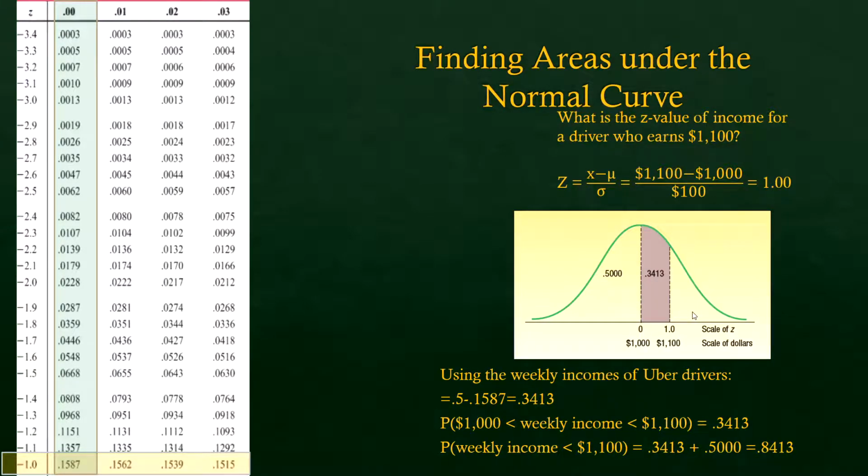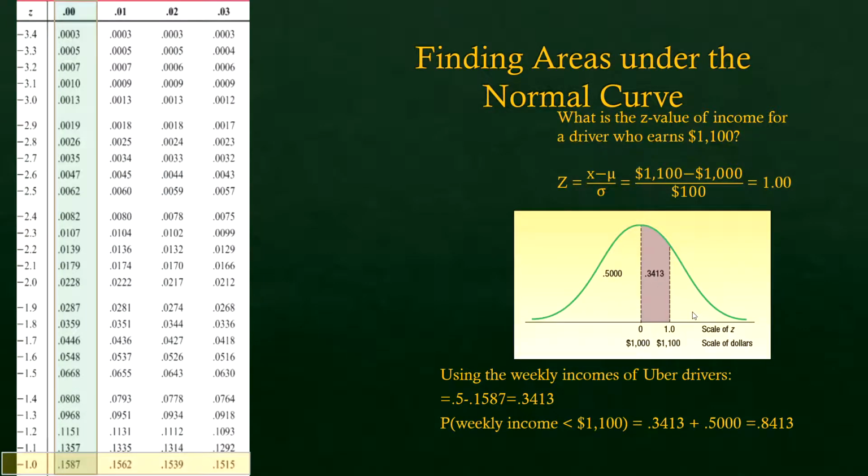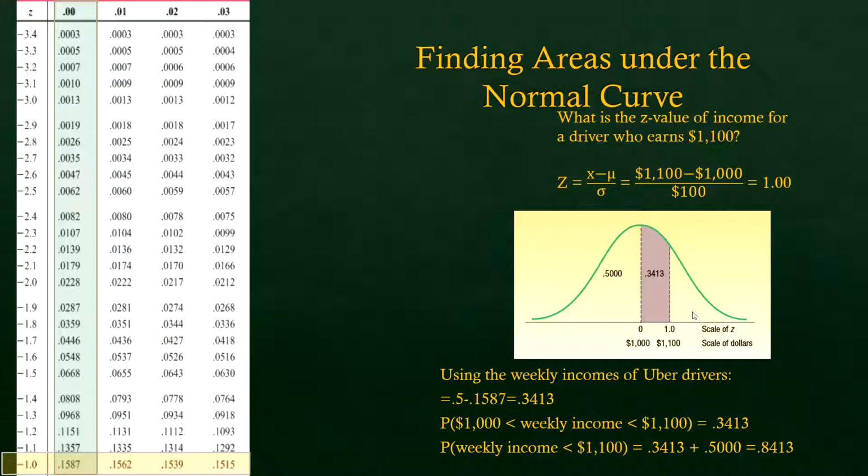And so there's all this stuff too, but if you wanted to know what is the probability of an individual being below that, it's going to be 0.5. You add up 0.5 plus 0.3413, and that's going to be 0.8413, the probability of it being below one standard deviation above the mean.